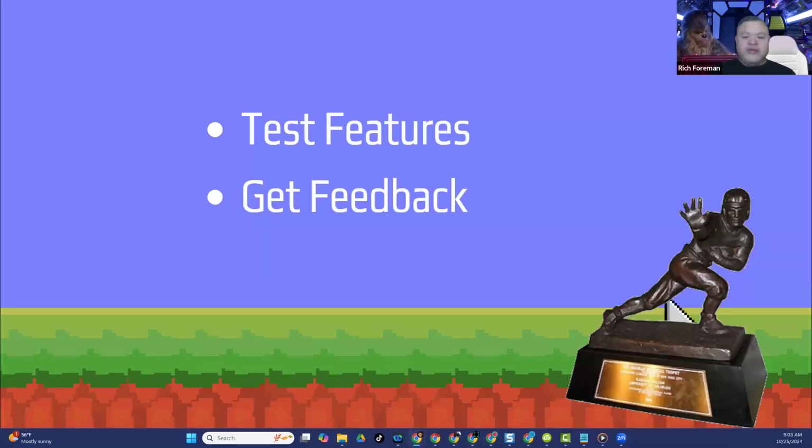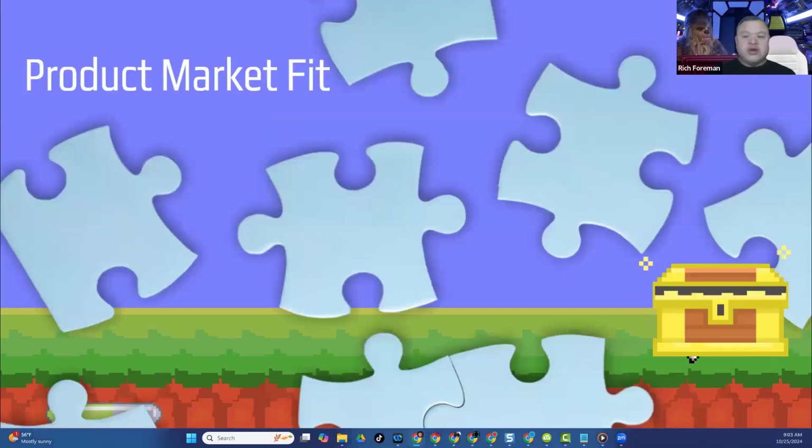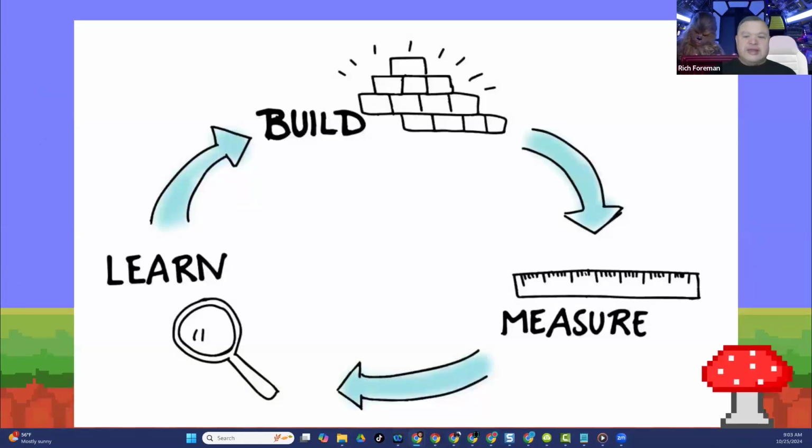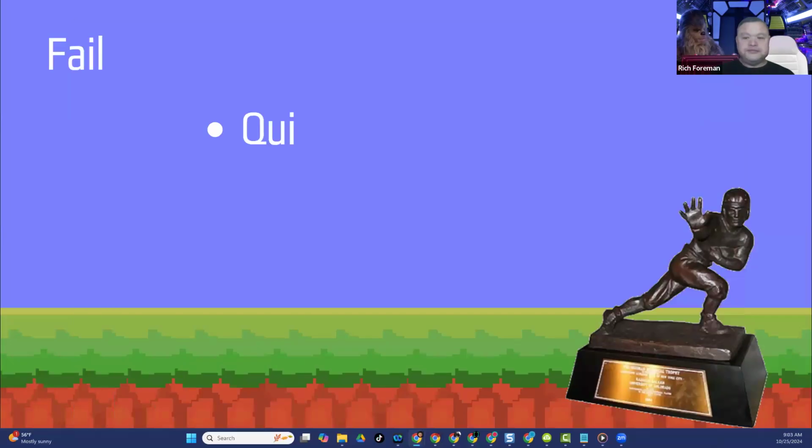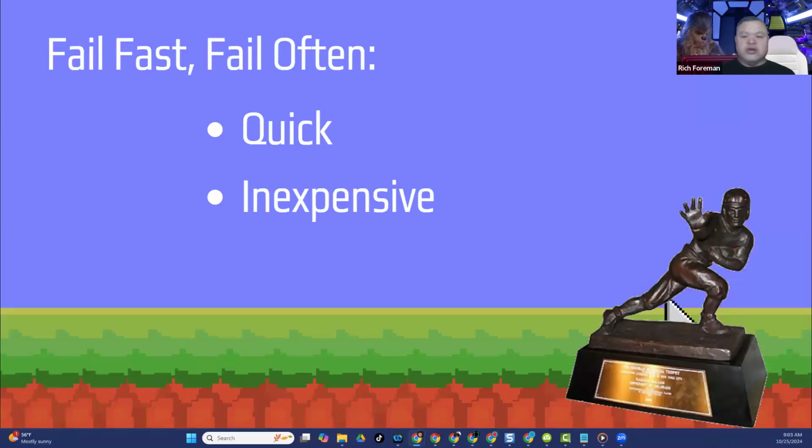The main purpose of an MVP is to test features and get feedback. Your ultimate goal is to achieve product market fit. That's not only where your customers want to buy your product, but they're willing to promote it to others. It's an iterative process. You build your MVP, get feedback, learn from it, and then rework your MVP. I'm sure you've heard the Silicon Valley mantra, fail fast, fail often. This being the case, your MVP should be quick to develop and inexpensive.